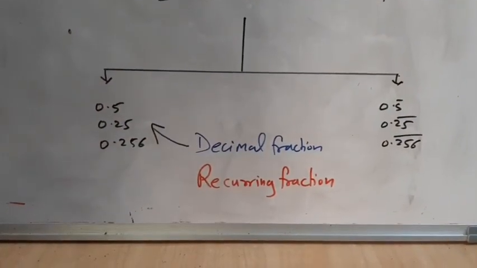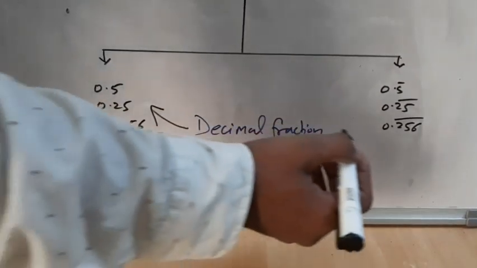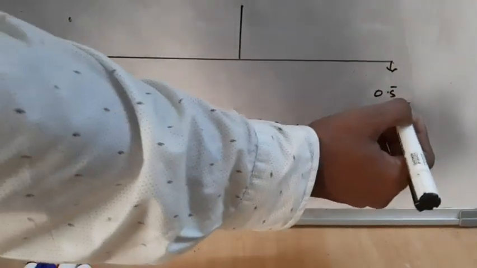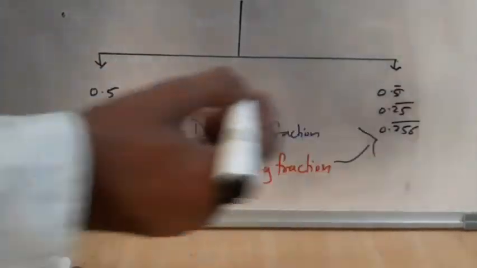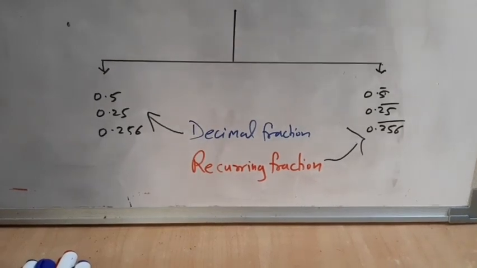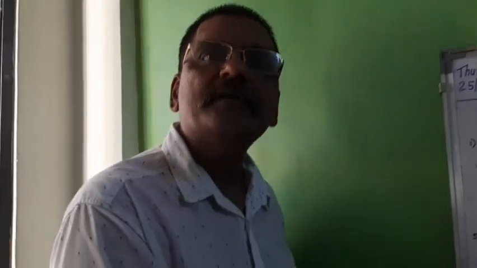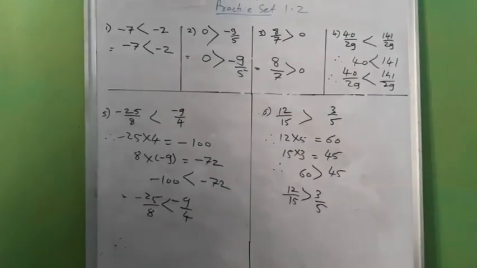0.5, 0.25, 0.256. But children, what can you see here? 0.5 dash, here 5 is repeating again, 0.5, 5, 5, 5, 5. 0.25, 25, 25, 25 repeated. That is non-terminating. 0.256, 256, 256 non-terminating. Here are terminating, here are non-terminating. When terminating, you can say it is a decimal fraction. When non-terminating, you can call it a recurring decimal fraction.